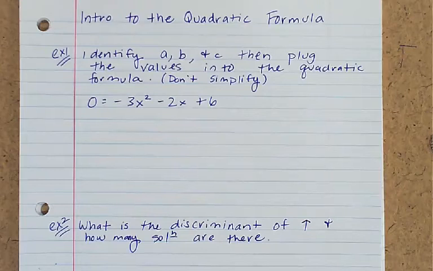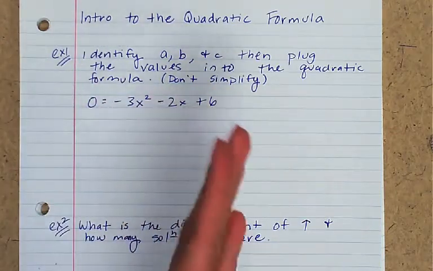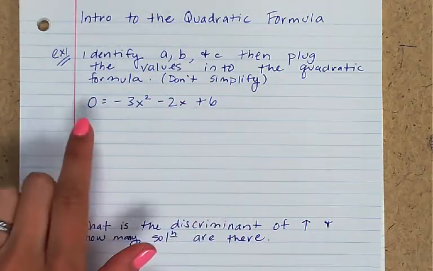Review of the Edgenuity lesson, Introduction to the Quadratic Formula. For example 1, it says identify A, B, and C, then plug the values into the quadratic formula, but we don't need to simplify or solve. The important thing when you are figuring out what A, B, and C are is that everything has to be on one side of the equal sign, and it has to equal 0.